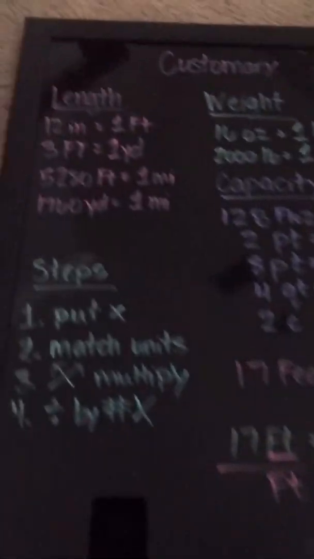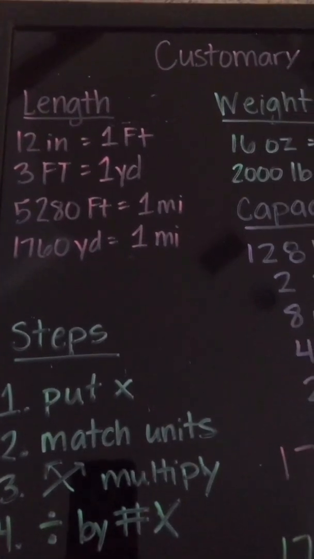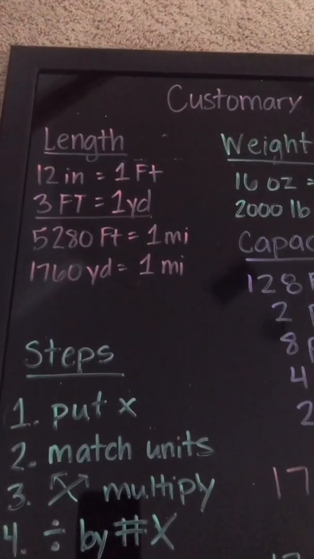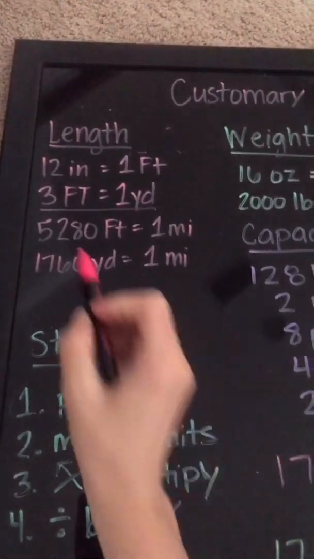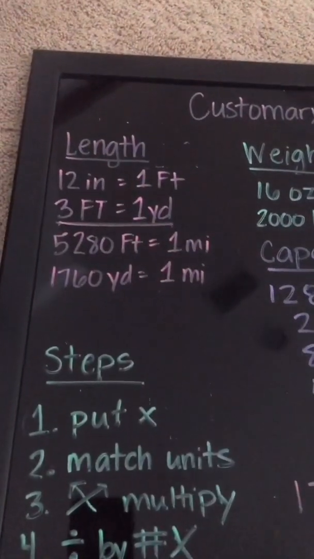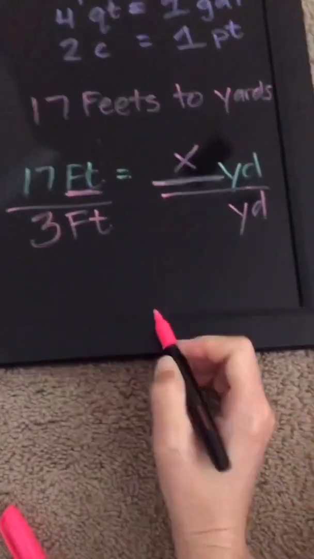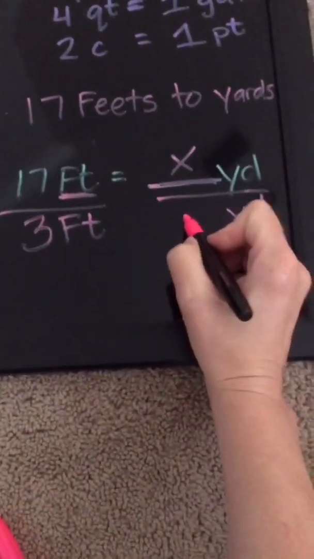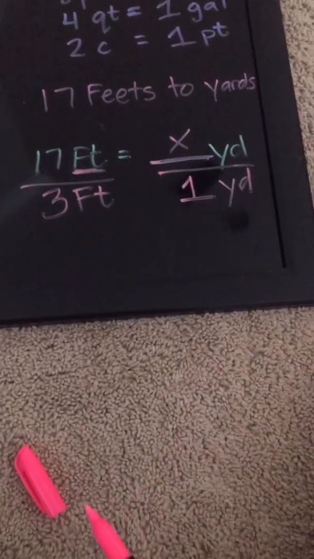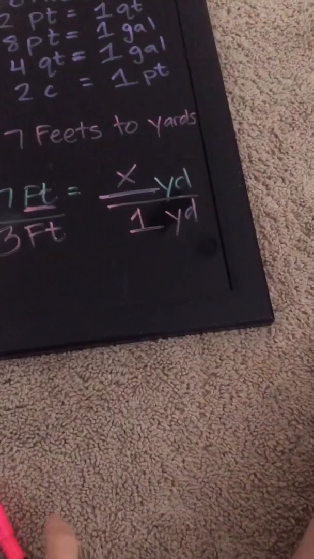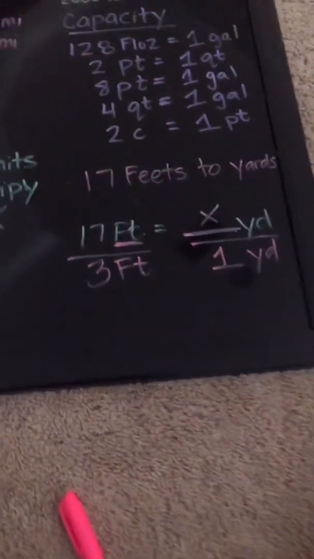So if I go up to my conversion chart, where does it talk about feet to yards? In here. Okay, so again, I see feet to yards here. So I'm going to take that conversion and match it up down at the bottom. So underneath 17 feet, I need to have 3 feet. And on the other side, I'm going to have 1 yard. So now I have matched my units. I have feet on top of feet. That matches. Yards on top of yards. That matches.